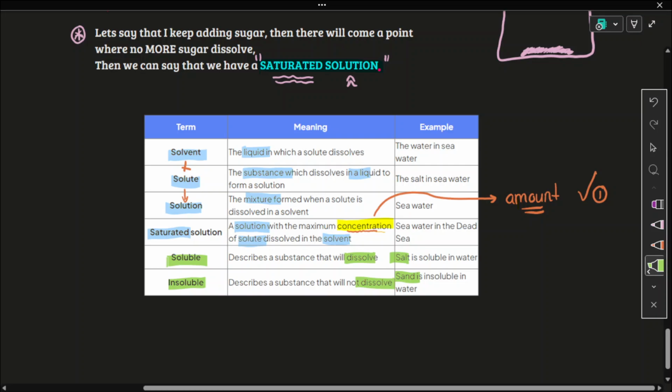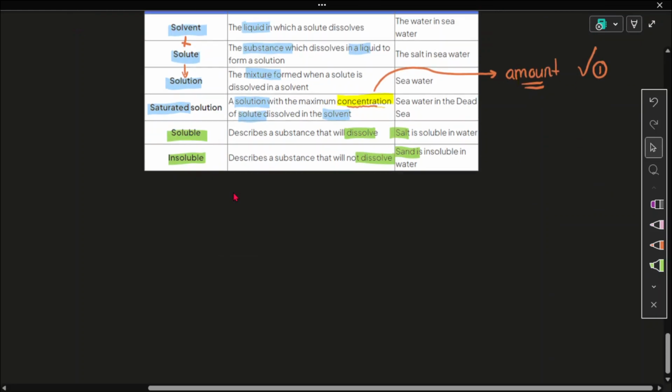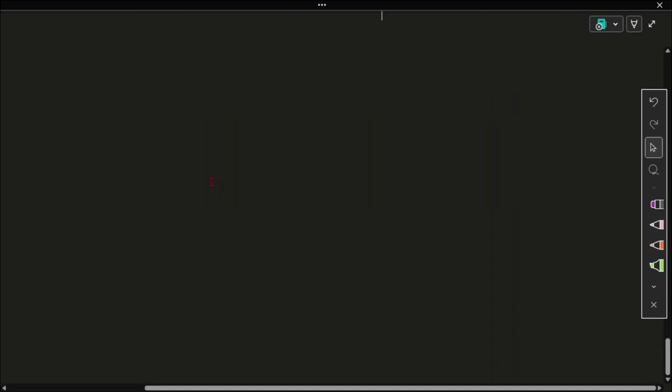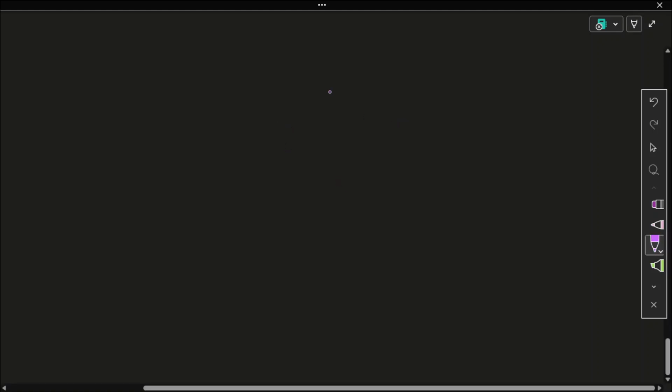Right. So now, since we are simply in and under the concepts of solutions, solubility, solvents, saturated solutions, and all those weird things, here's where a concept known as solubility makes its debut. What is it?